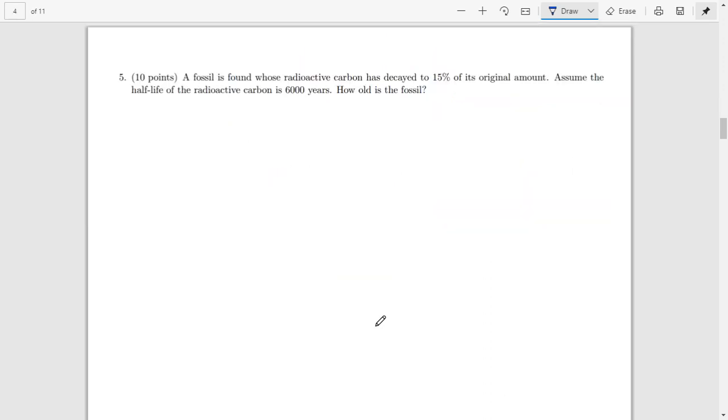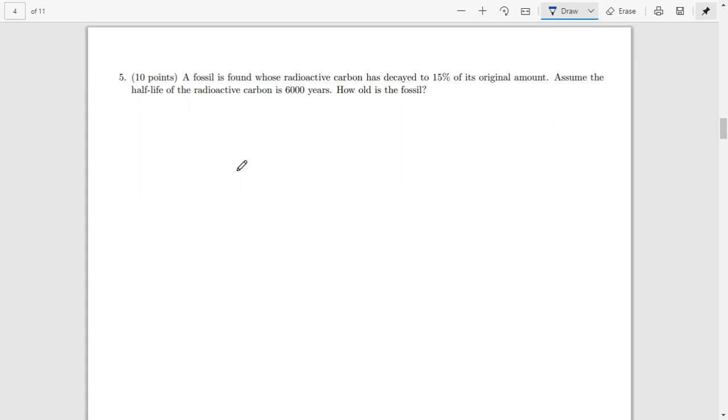Moving on, let's look at this problem here. This is about radioactive growth, or actually exponential growth and decay. And this is a radioactive decay problem. We are given that this fossil is found with radioactive carbon and it decayed to 15% of its original amount. If we assume that the half-life is 6,000 years, how old is the fossil?